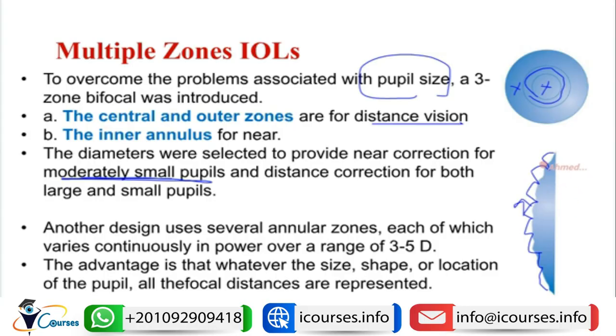So what is the advantage of this design? The size of the pupil doesn't matter anymore here. Whether it is small or large, whether it is oval or round, whether it is central or ectopic, the patient will be able to see all distances, whether near or far.